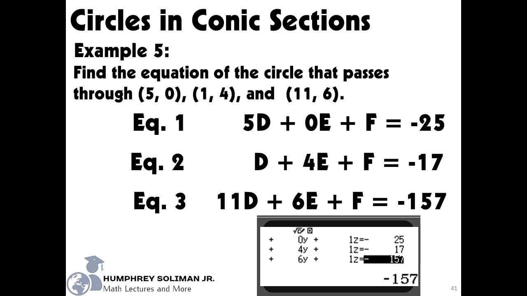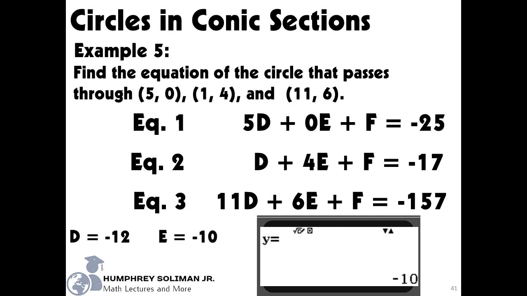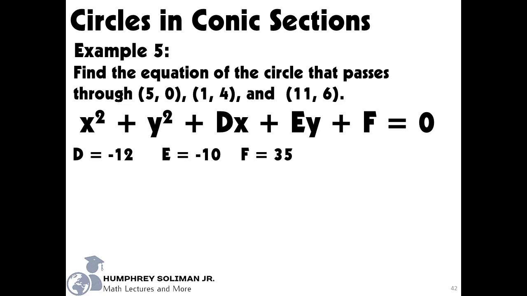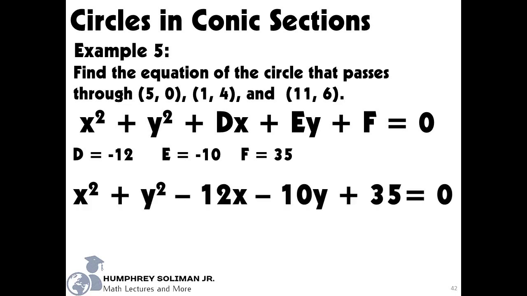After we input the coefficients and constants carefully, we will get x equals negative 12. This value of x corresponds to the value of d. And the value of y equals negative 10. This value of y corresponds to the value of e. Then, the value of z equals 35. This value of z corresponds to the value of f. We will now use these values of d, e and f in the general form of equation for circles. We now have the equation. From here we can get h, k, and r squared.